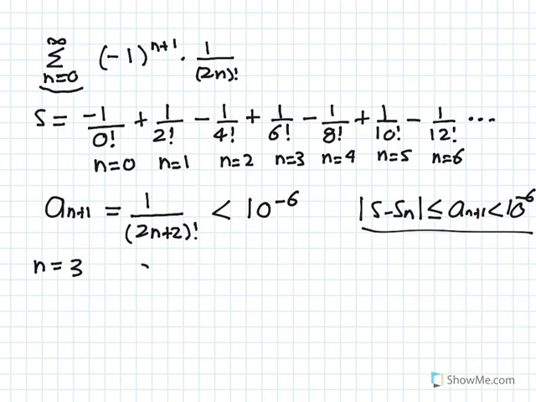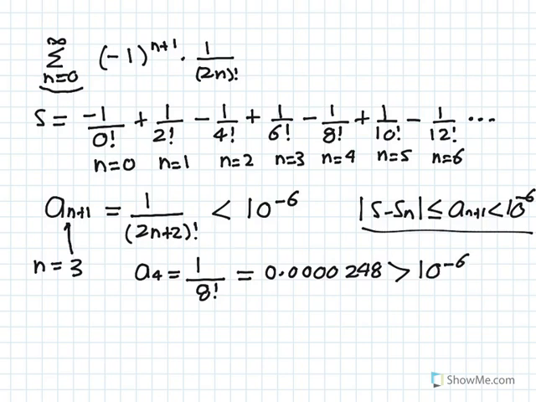So we have a4 is equal to, the reason it's a4 is because we're plugging n equals 3 here, 3 plus 1 is 4. a4 is equal to 1 divided by, n is 3, 3 times 2 is 6, 6 plus 2 is 8, 1 over 8 factorial. And this comes out to 0.0000248. This is larger than the prescribed error, larger than 10 to the minus 6. That means n equals 3 doesn't work. Let's try n equals 4.